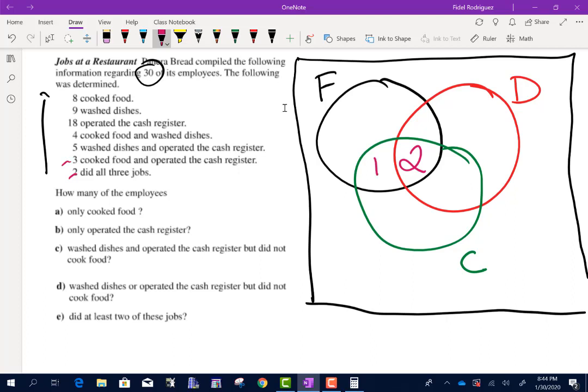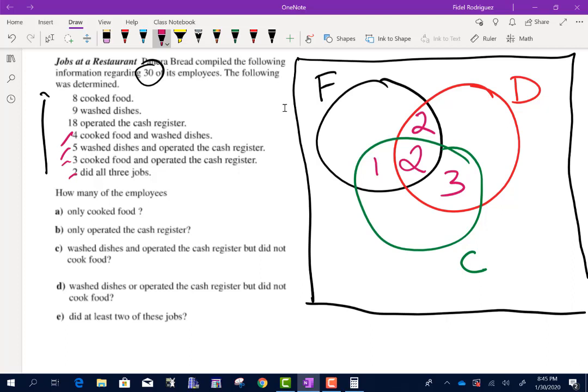Okay. 5 washed dishes and operated the cash register. So the red and the green, the overlap is going to have to add up to 5. If that's a 2, this must be a 3. Okay. 4 cooked food and washed dishes. This is going to have to add up to 4. If that's a 2, that's also going to be a 2.